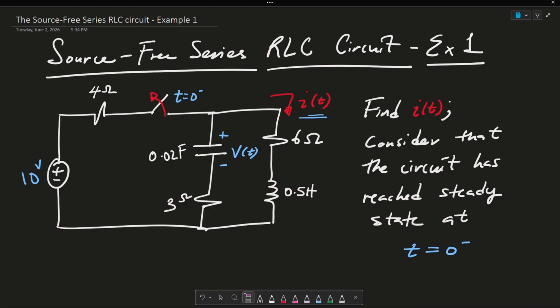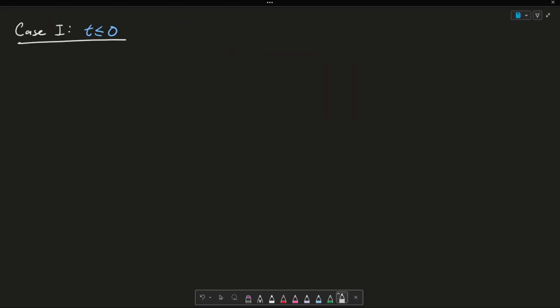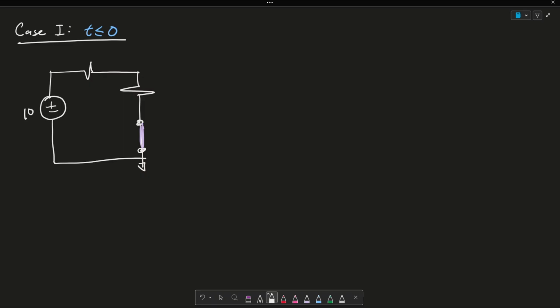To begin, we need to consider case number 1, or when t is less than or equal to 0. And essentially this is when the switch is closed. And we can draw our circuit like this. And I will explicitly put a short circuit here for my inductor. So I'll make it purple. This here is 10 volts. This is 4 ohms. This is 6 ohms.